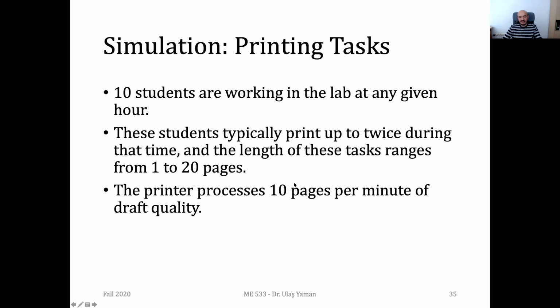If you, for instance, increase the speed of your printer to 100 pages per minute, then probably no one will be waiting for their documents to be printed. But if it's a very slow printer, let's say 2 pages per minute, then probably students will be waiting for their documents to be printed, since we have many students in the lab and they are printing twice in this hour, and the length of their documents is quite high.